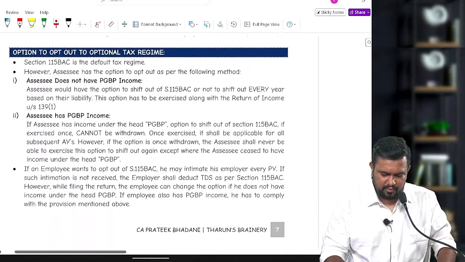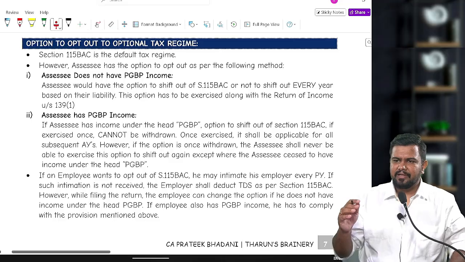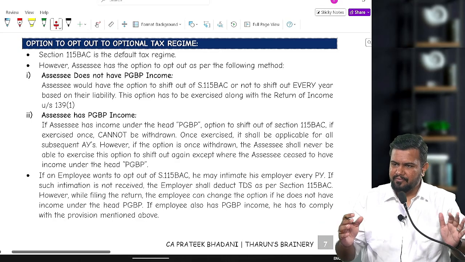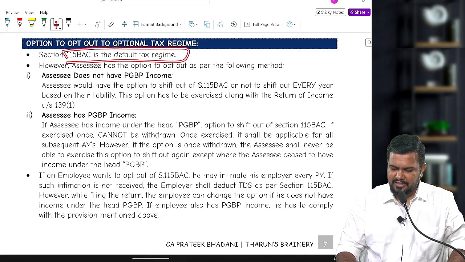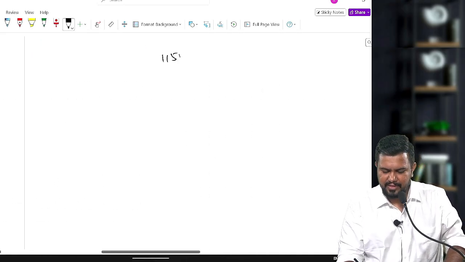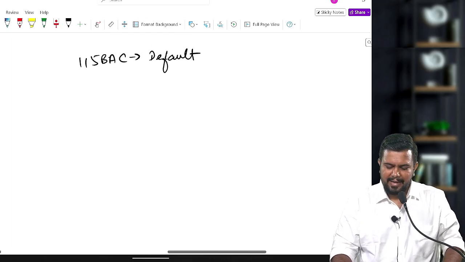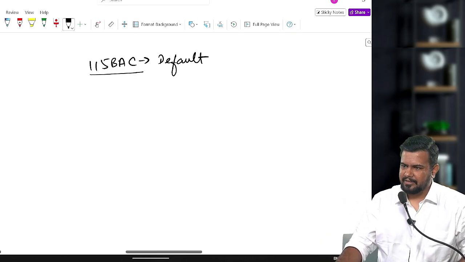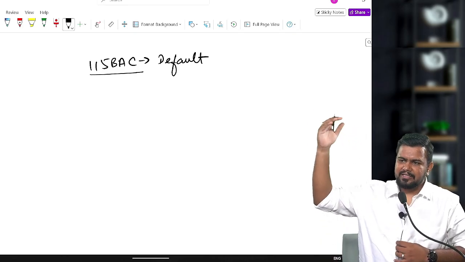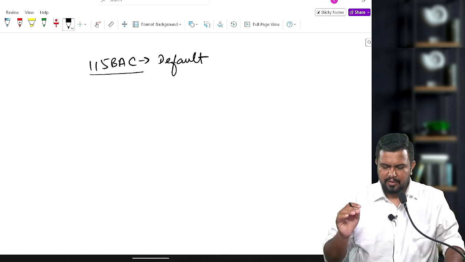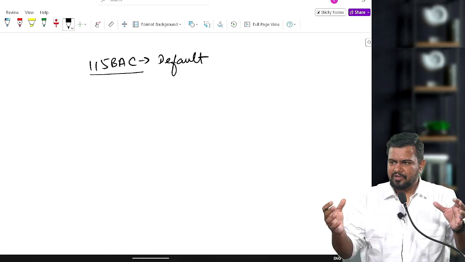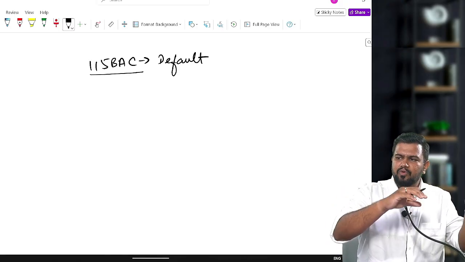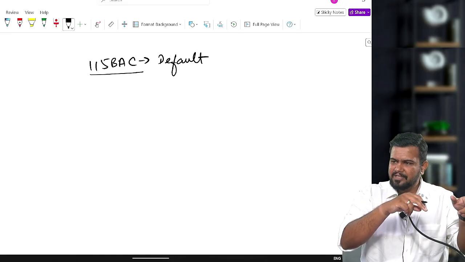Now let me quickly tell you about the old tax versus new tax, when this opt-out scheme works and how it works. Let us discuss. So 115 BAC is the default tax regime. Listen, section 115 BAC is the default tax regime. It means if you don't choose anything, by default, you have to pay tax under 115 BAC, that is the 4 lakh, 8 lakh, 12 lakh, 16 lakh slabs. Now, if you are comparing whether the old scheme or new scheme is beneficial, then you can also opt out to take the old scheme if you feel that the old scheme is beneficial.